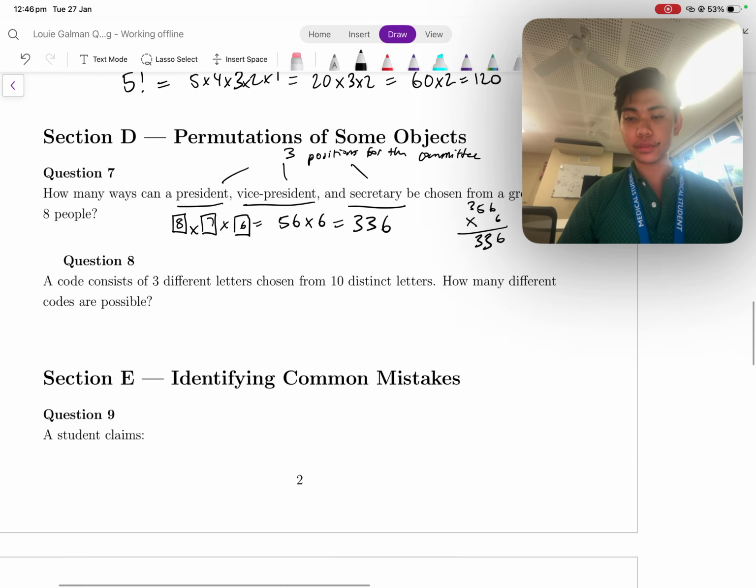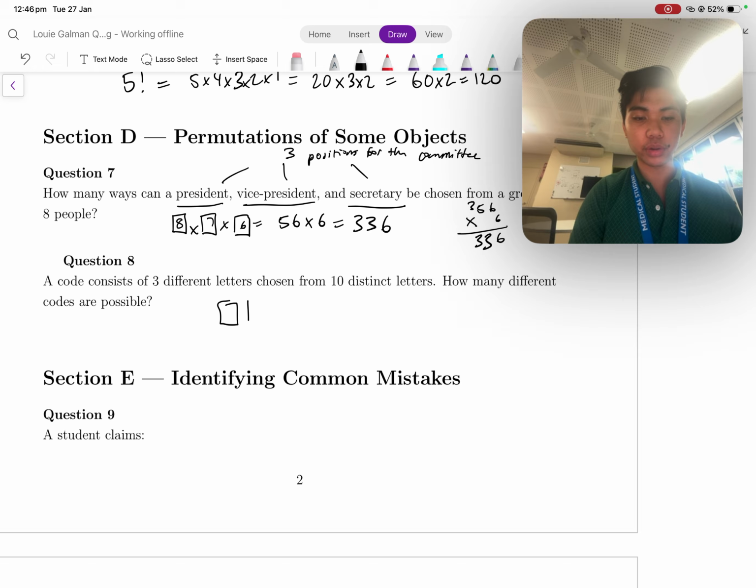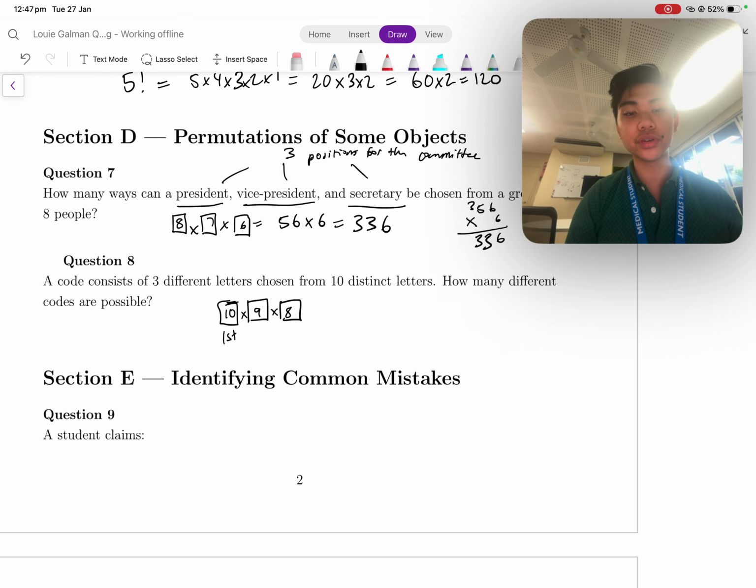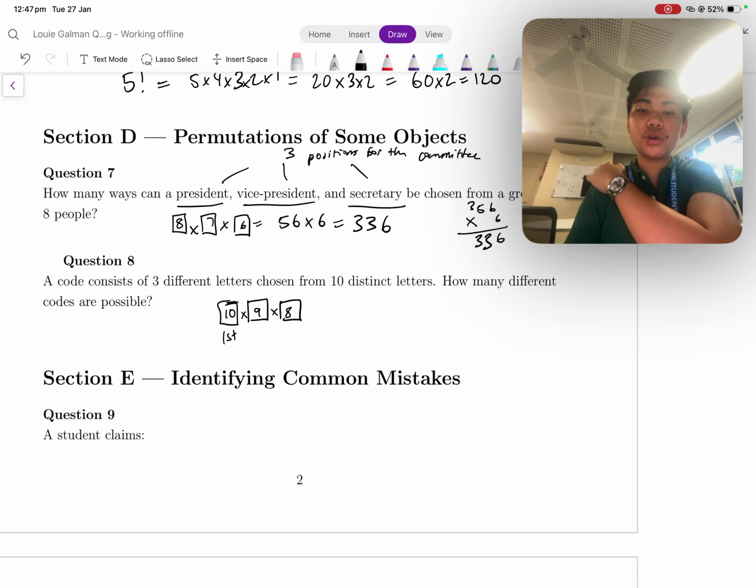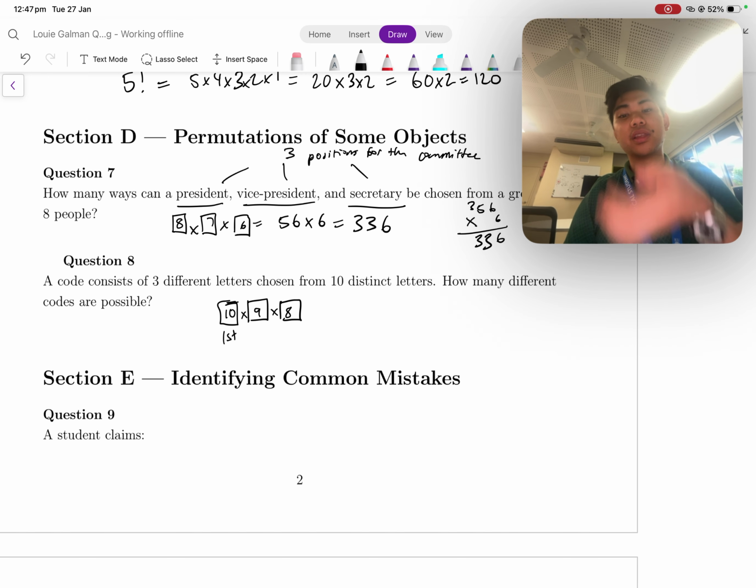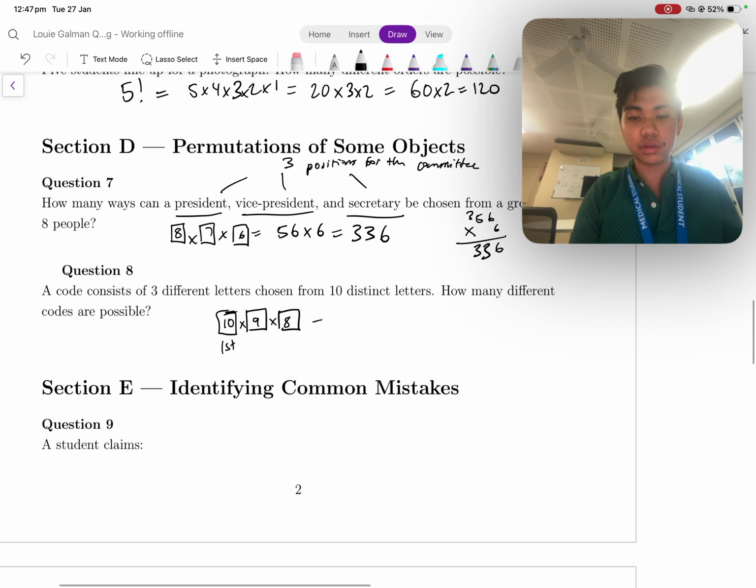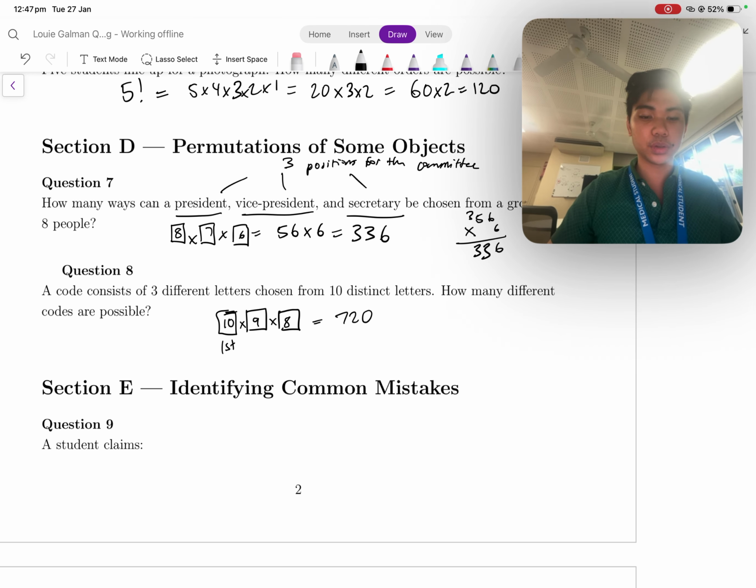Same thing here. We have a code with 3 different letters, and we can't repeat any. So again we're going down in our numbers, because once we use our first distinct letter in the first character of the code, we only have 9 left and then 8 left. So that's going to give me 720 different codes that are possible.